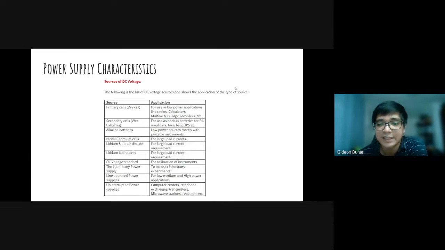So we have here the sources of DC voltage. The following is the list of DC voltage sources and shows the application of the types of source. Primary cells, secondary cells, alkaline batteries, nickel cadmium cells, lithium sulfur dioxide, lithium iodine cells, DC voltage standard, the laboratory power supply, line operated power, uninterrupted power supplies. So these are its applications.